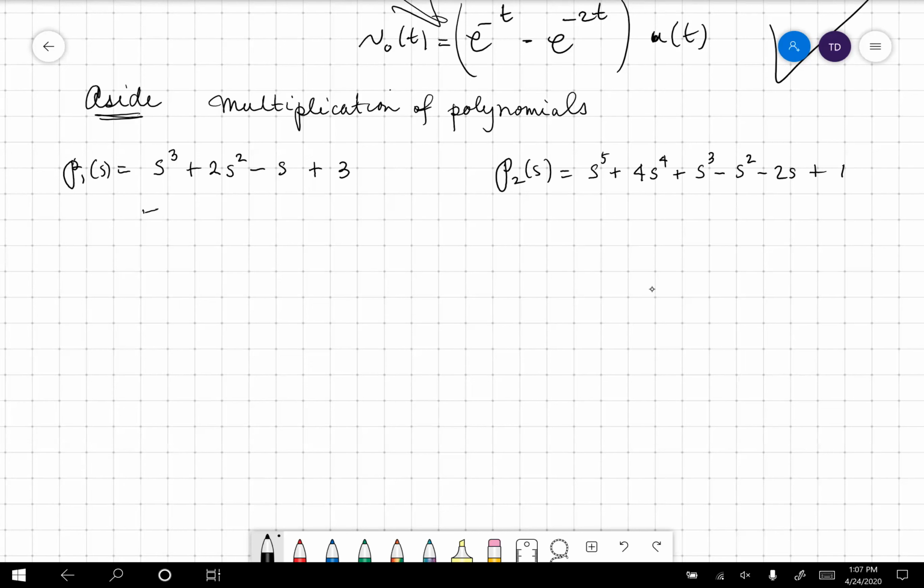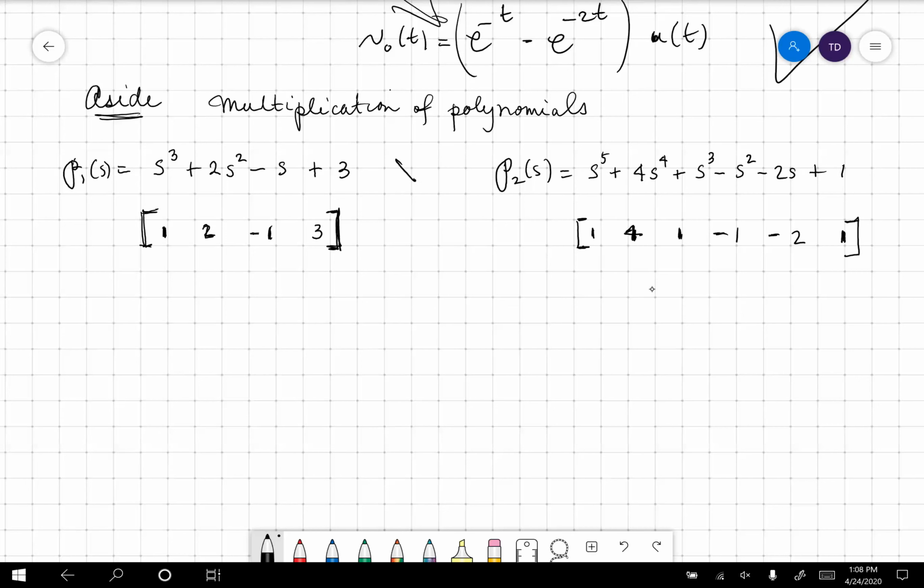This is what I want you to consider: just the coefficients. So I want you to see the coefficients like this: 1, 2, minus 1, 3. Note that there are no missing terms. So I have s cubed, s squared, s to the first power, s to the 0 power. And for this one, the coefficients are 1, 4, 1, minus 1, minus 2, and 1.